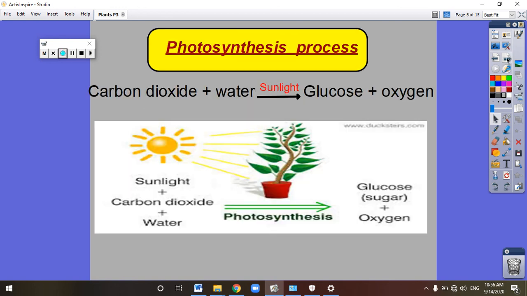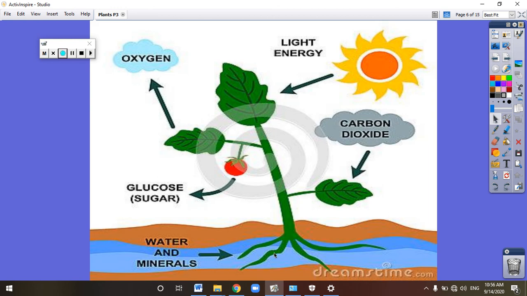Okay, how does the plant get the water? What is this part of the plant? It's called roots. The roots absorb the water from the soil. When you give the plants water, you put the water on the soil. Why? Because the plants contain the roots that absorb the water from the soil. So the water enters the plants through the roots.